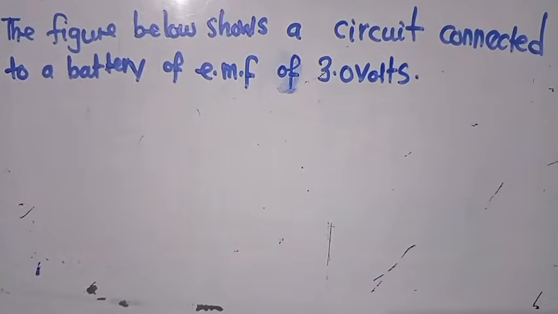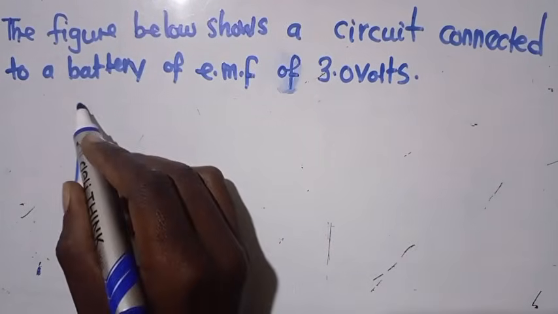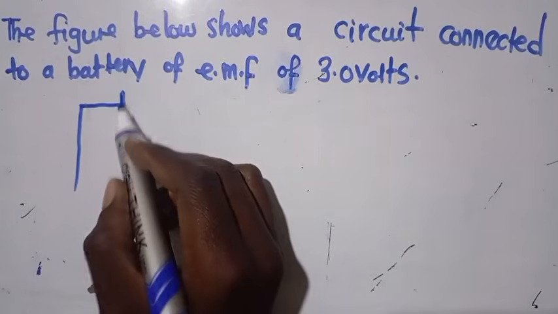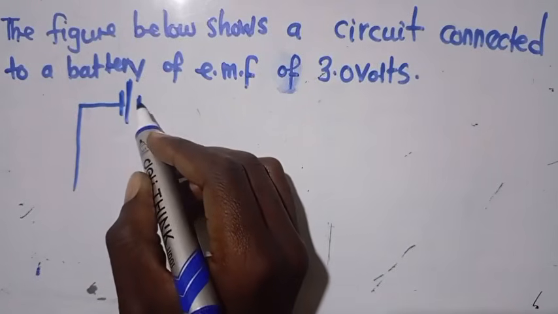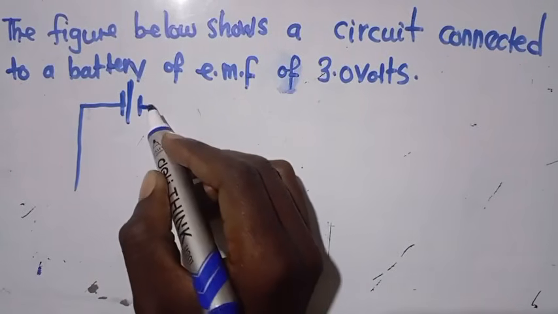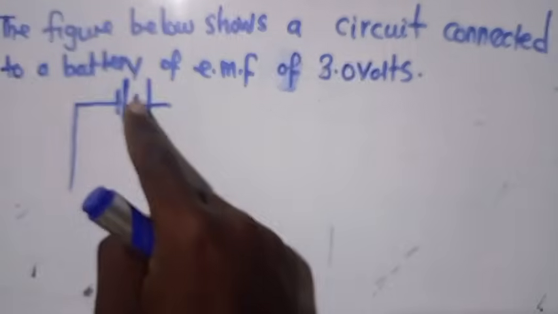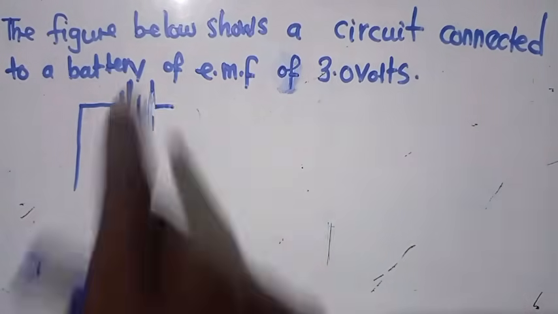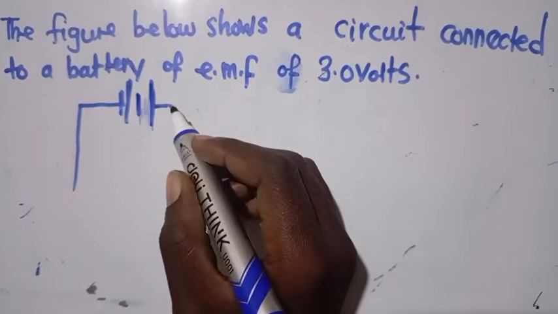Then you are given, it is like this. Make sure you are writing down this. So this is what you are given. Something like this. You've got something like this.